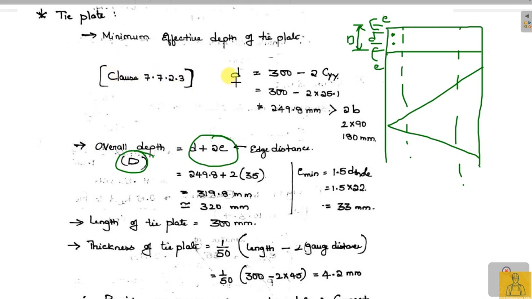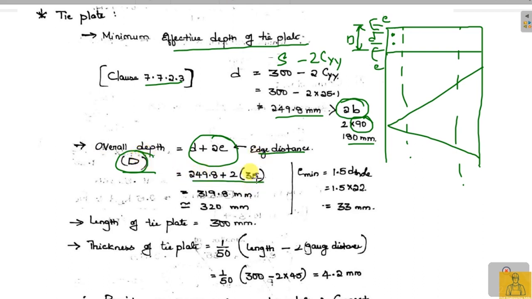So what is small d? That is the effective depth of the plate, and what is capital D? Overall depth. According to clause 7.7.2.3, small d is equal to S minus 2 CYY. Upon calculation it is this, but you have to check that it should be greater than 2 times the angle length. Angle length is 90, so 2 times that value gives you 180. It is greater than that, so no issue. And plus 2 times E, the edge distance, will give you capital D.